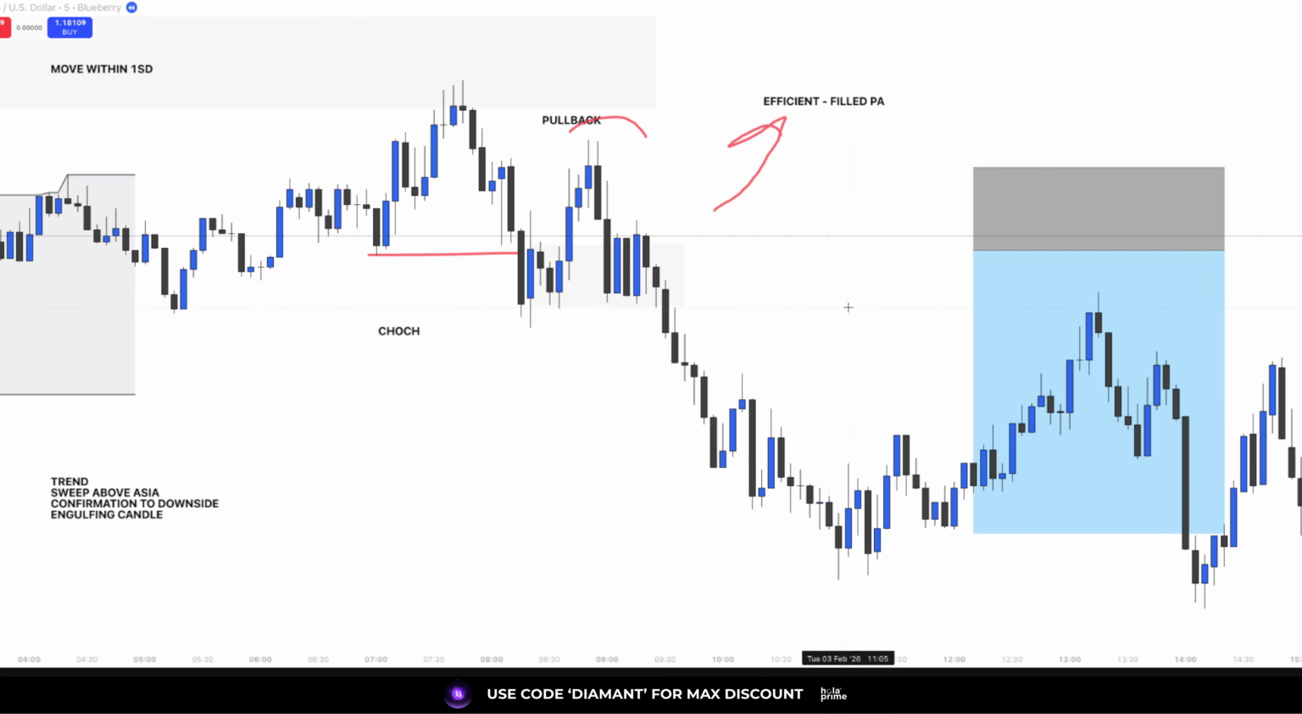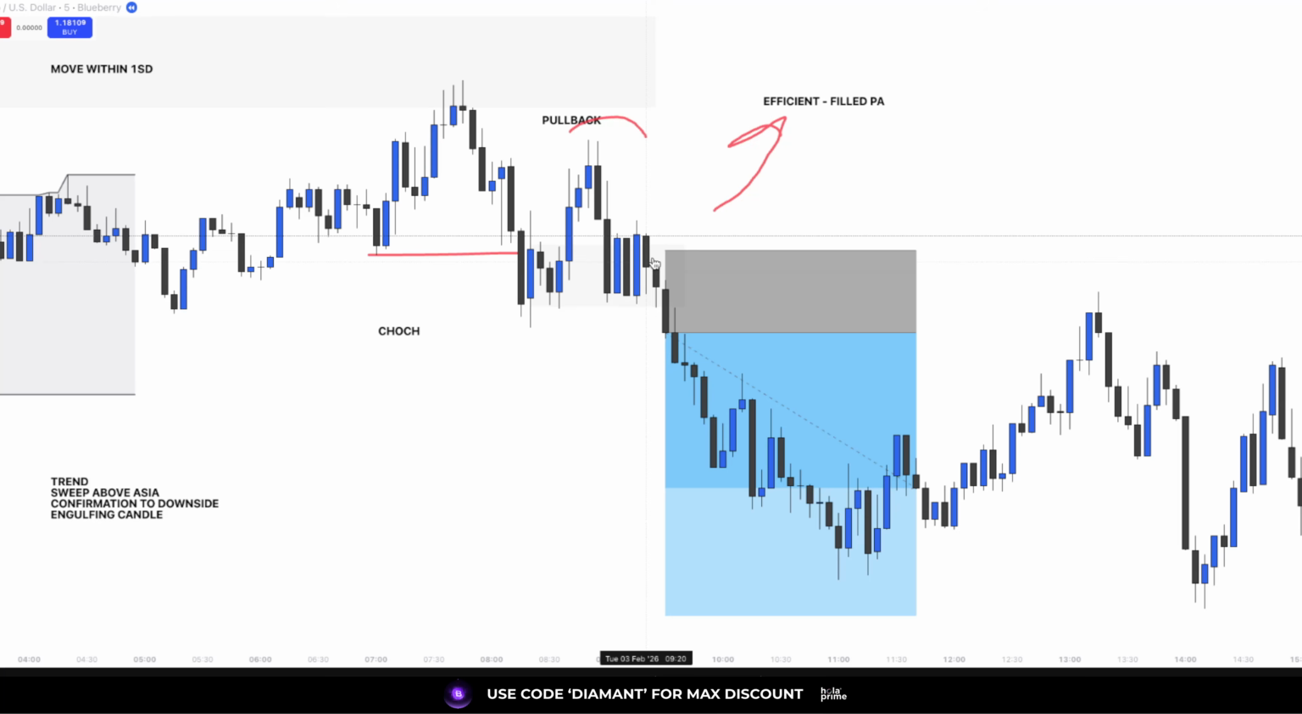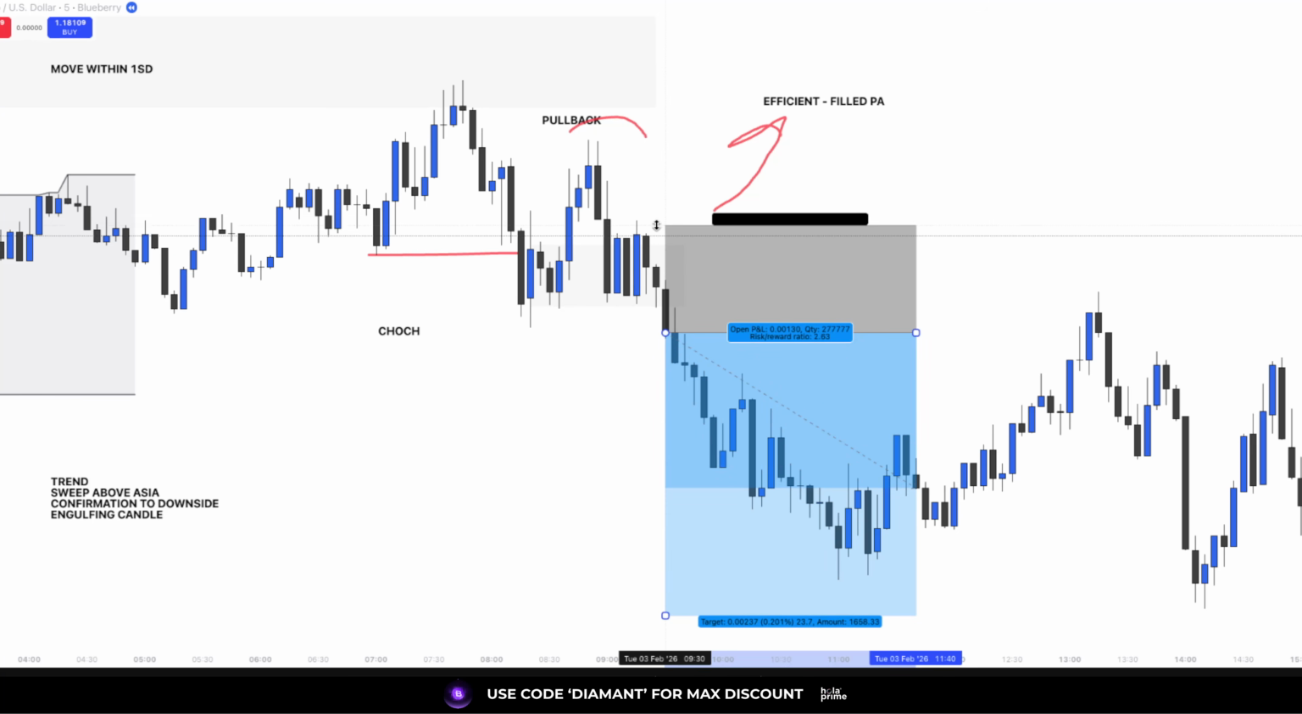So how do we execute? All we simply do, we wait for this candle to close. So we've seen the change of character. We've seen the pullback. We've waited for the consolidation, the efficient price action that's now been filled. And now we move on to the actual entry. All we look for is one engulfing candle. We move the stop loss where? Above the most recent high. We don't do it here. We do it at this point. And that is as simple as it gets.